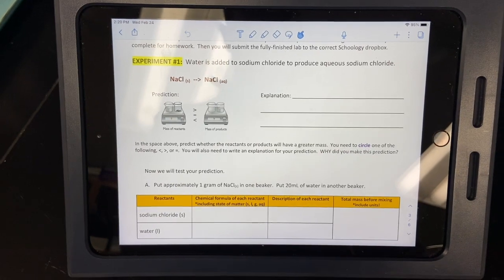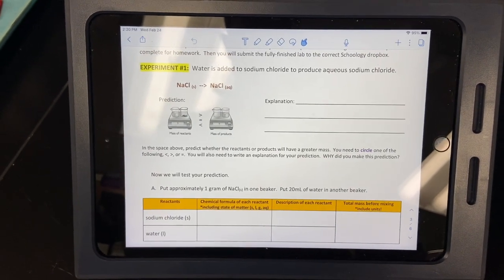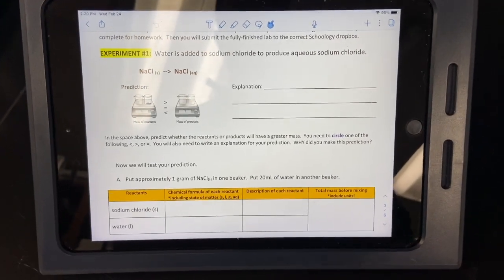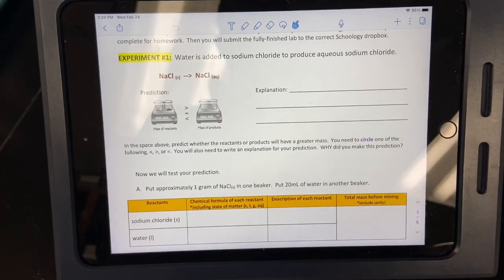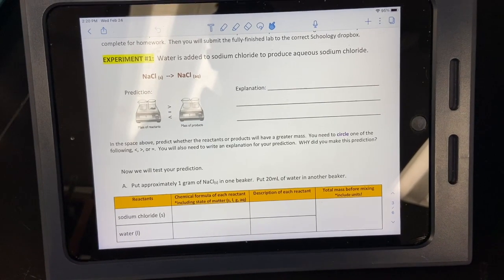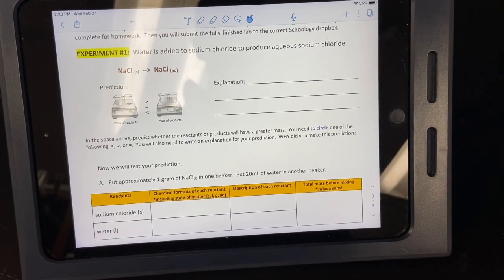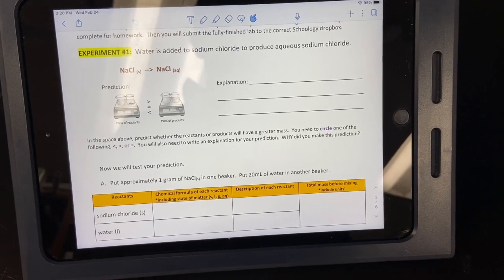Okay, welcome to the Some Things Never Change Lab virtual edition, where I will be walking through each of the experiments and showing you the results.